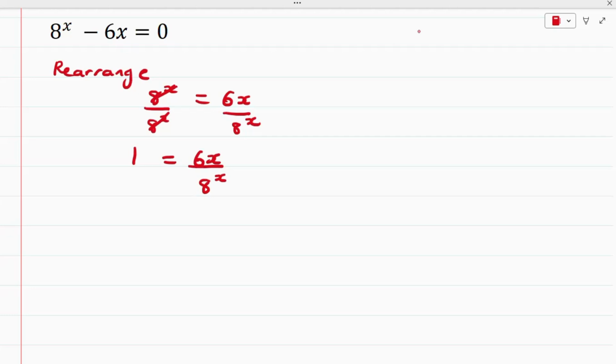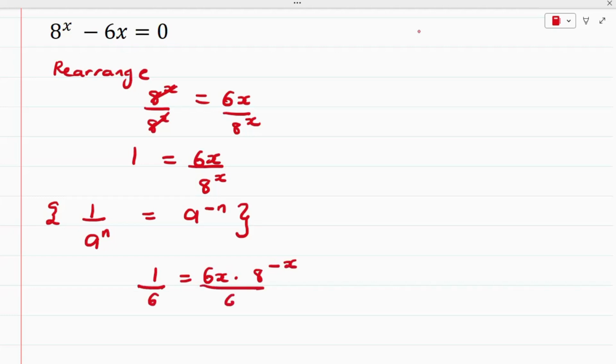So we want to simply apply this property of exponents that says that if we have 1 over a raised to the power of n, this is equal to a raised to the power of negative n. So this is it right here. Applying this property, this becomes 1 is equal to 6x multiply 8 raised to the power of negative x. So we want to divide both sides by 6. This is going to cancel out this, so we have 1 over 6 is equal to x multiply 8 raised to the power of minus x.